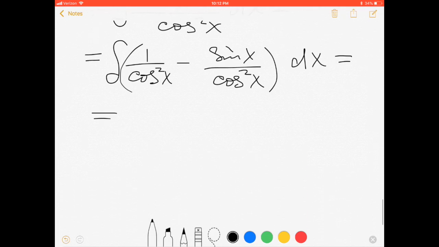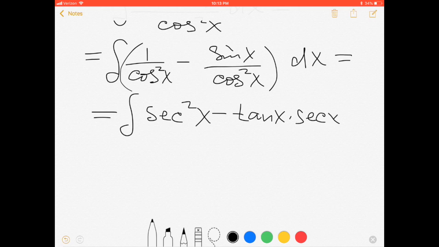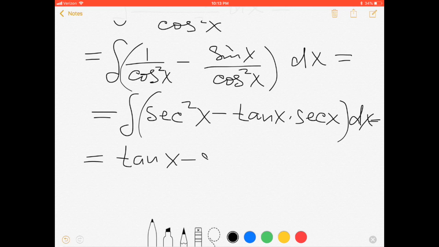Maybe we'll write one more time. 1 over cosine square x will be secant square x. Sine over cosine square, you can rewrite like minus tangent x secant x. You see, we use trigonometrical identity one more time, but now it's no problem. What is the integral from secant square? Tangent. What is the integral from tangent secant? Secant plus c.